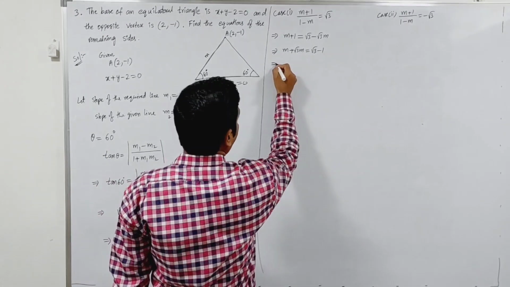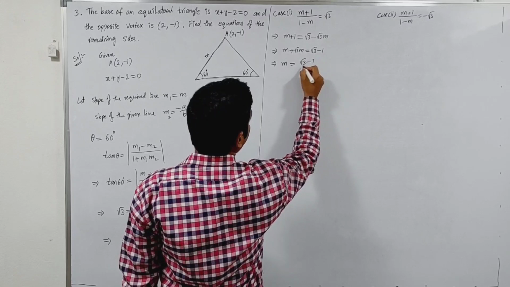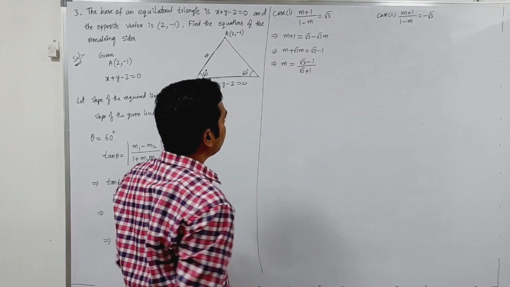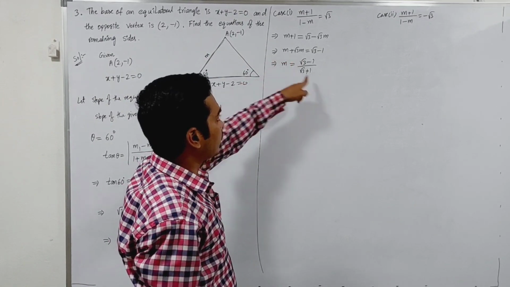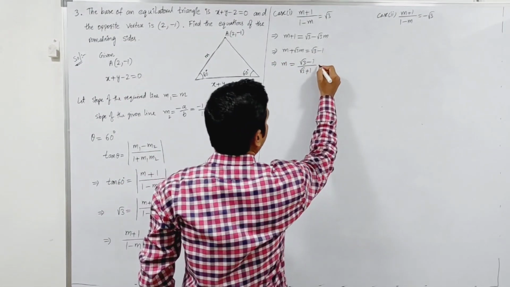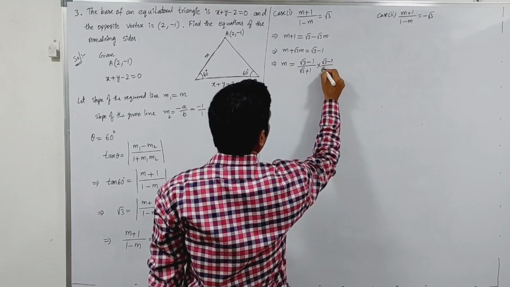From this, take m common. We get root 3 minus 1 by root 3 plus 1. Take m common, 1 plus root 3 on the same right side. So root 3 plus 1, root 3 minus 1 by root 3 plus 1. Here, rationalization: multiply and divide with root 3 minus 1 by root 3 minus 1.